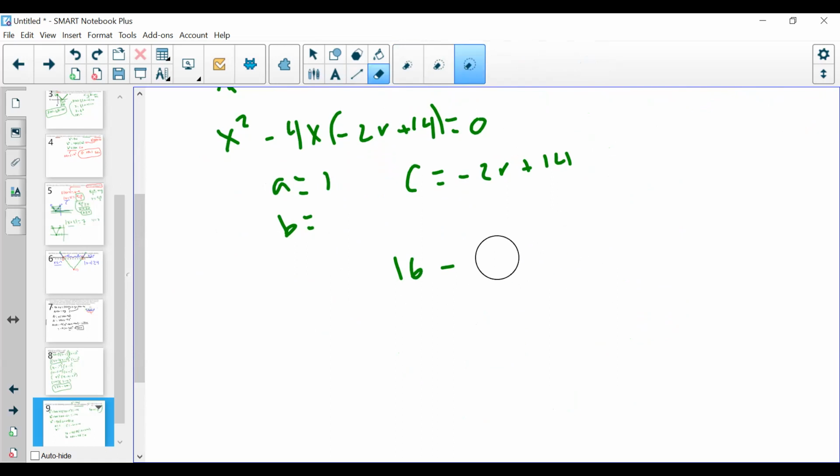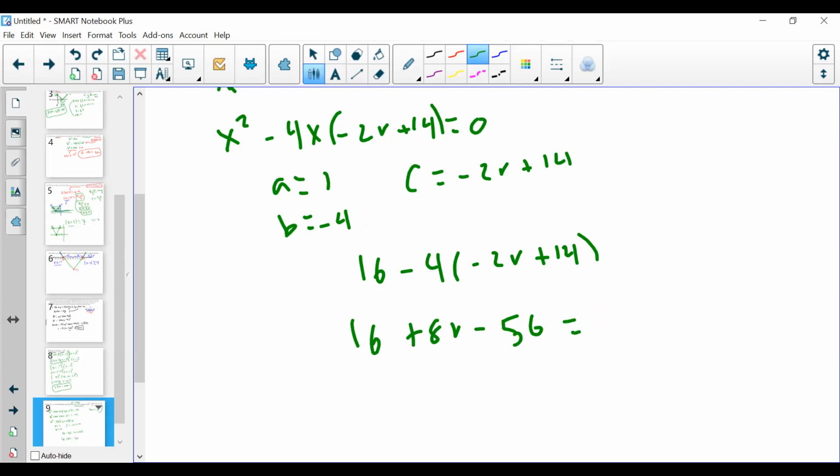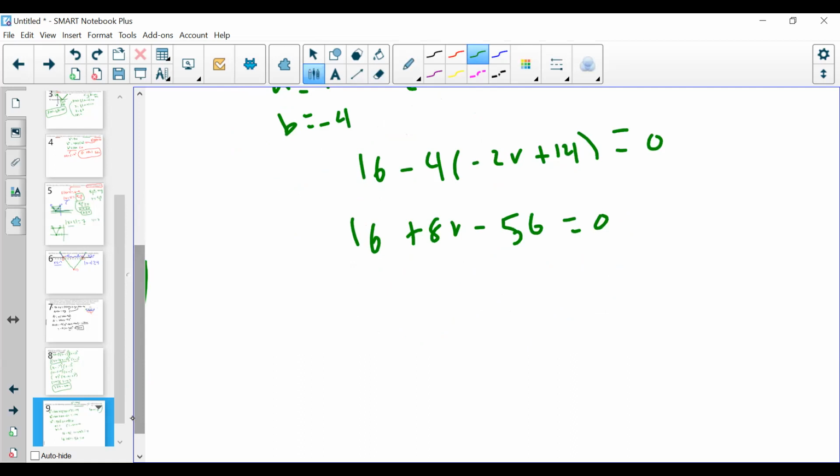So it's now going to be b squared minus 4ac. It doesn't change anything because b just gets squared anyway. b squared is 16, minus 4 times a, which is 1, times c, which is negative 2r plus 14. 16 plus 8r minus 56 has to be equal to 0, because I want my discriminant to have only one answer. I want it to be equal to 0. We can combine those together to get negative 40 plus 8r equals 0. Add 40 over. 8r equals 40. r equals 5.